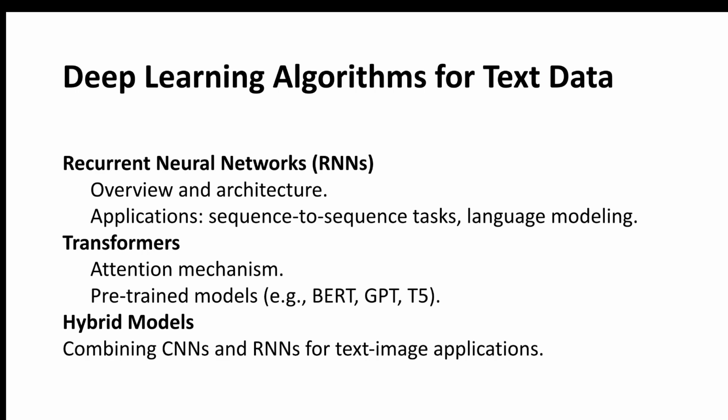Now let us consider the recurrent neural network. This is a very basic algorithm which is used for text data. Let us consider one example, that is next word prediction, or language modeling to convert from one language to another language. We can use this recurrent neural network.